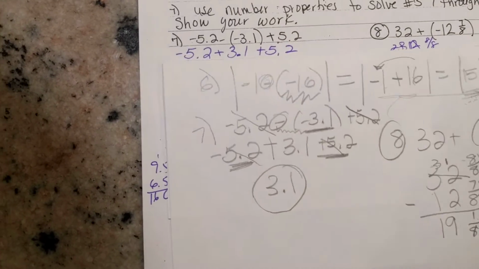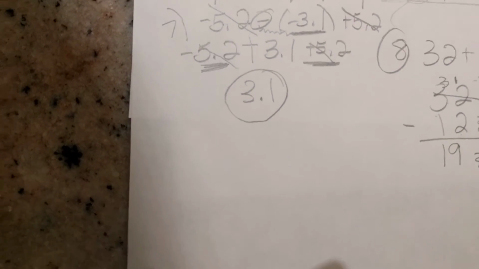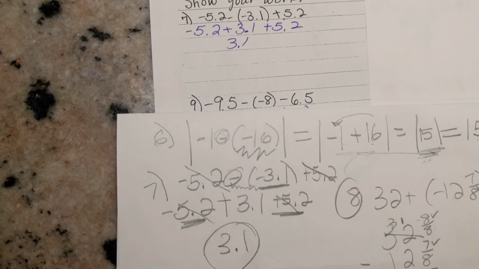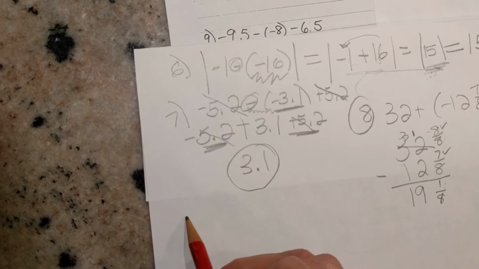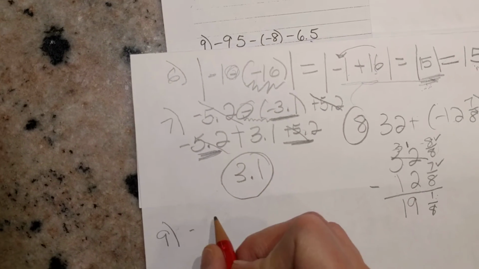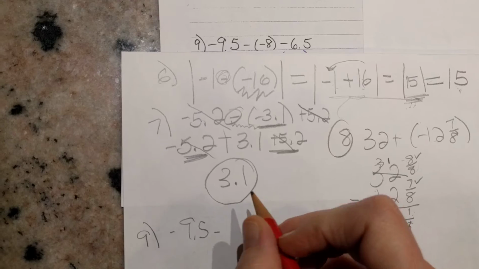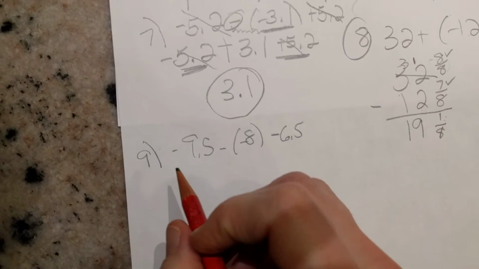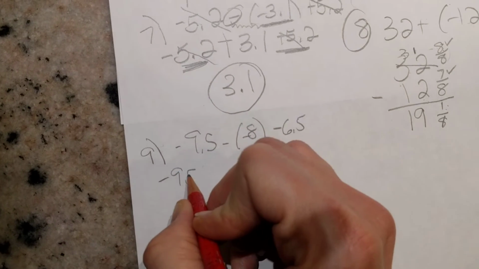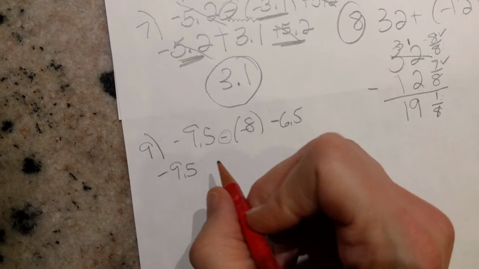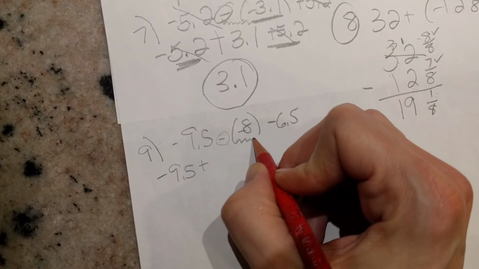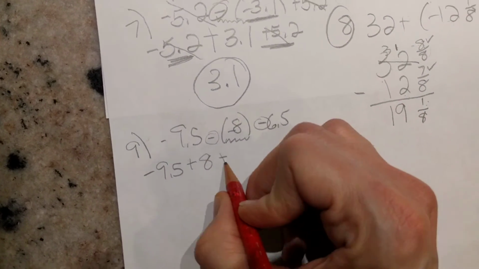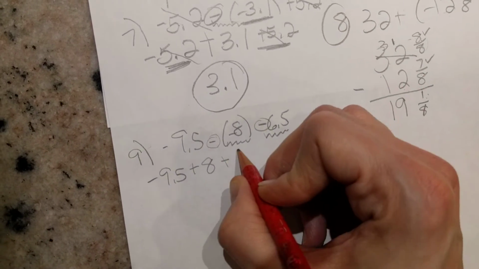All right, let's take a look at number 9 here. Okay, number 9, -9.5 minus -8 minus 6.5. So -9.5, I want to turn this into plus. And when I turn this into plus, I want to take that to its opposite. Again, this is minus, so I want to turn this into plus, so I want to make this the opposite.